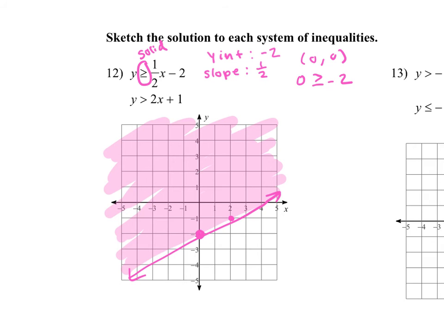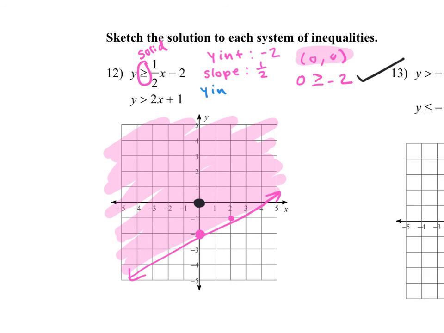So we plug in 0, 0. 0, 0 is this point right here. If this works, then we shade where 0, 0 is. If this was not true, then we would shade over here, where 0, 0 is not. So if it is true, we shade where 0, 0 is. So that's why we shade above. All right, now we can move on to the next one.